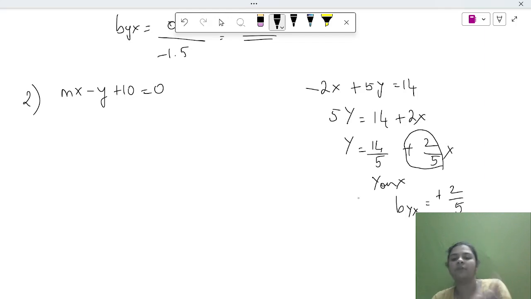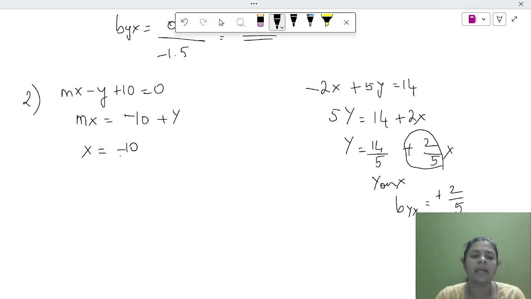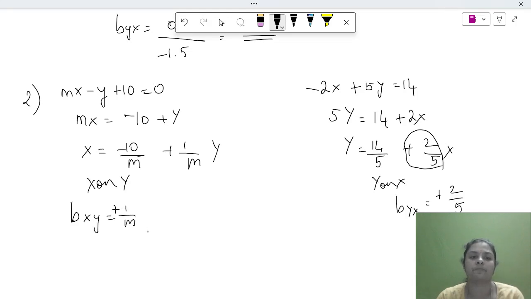Now, if you have identified that this is y on x, let's do this as x on y. Keep x on the left side: x is equal to minus 10 plus y. So x is equal to minus 10 by m plus 1 by m y, where this equation is taken as x on y, and bxy is equal to 1 by m plus 1 by m.